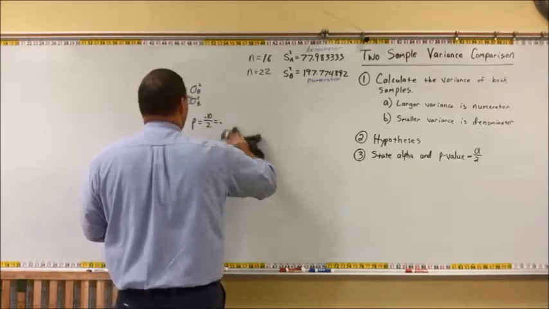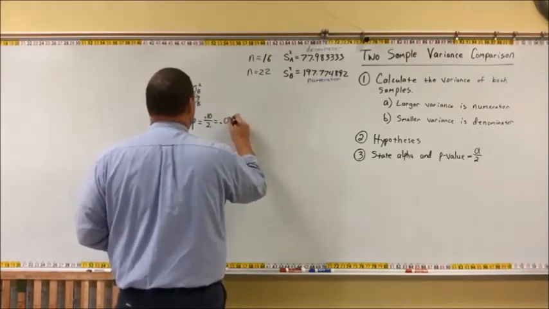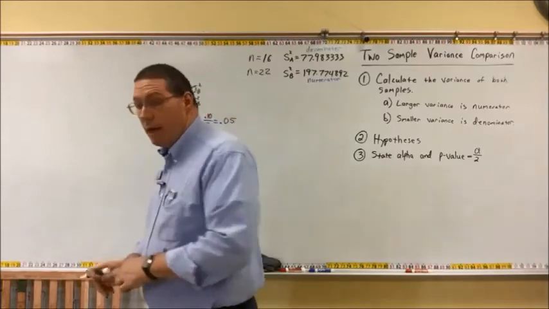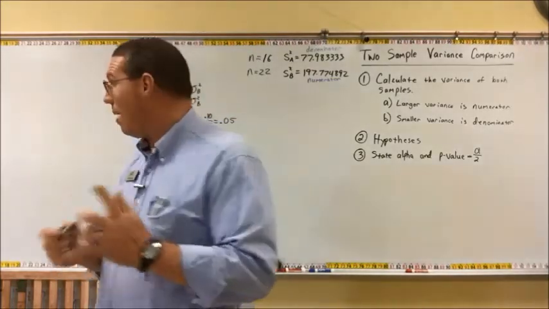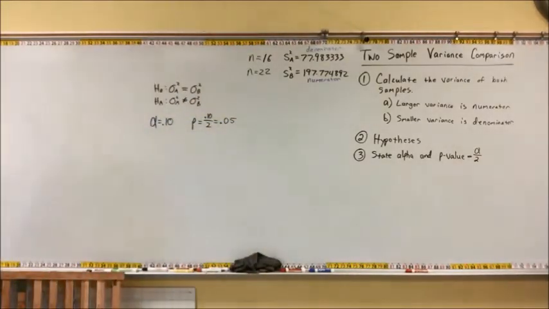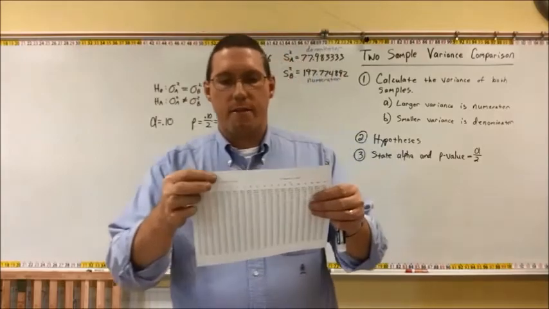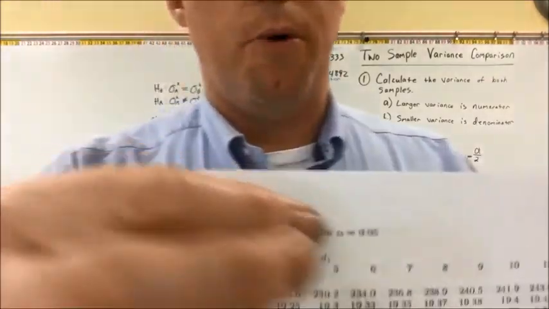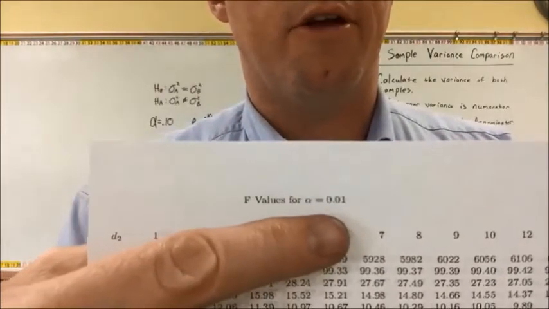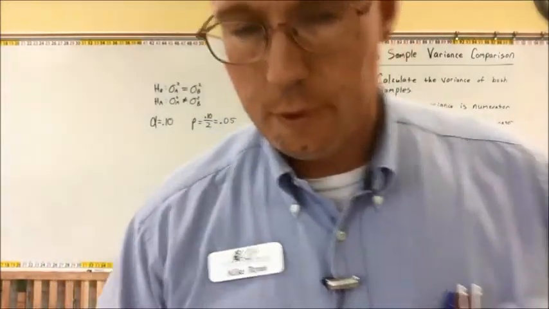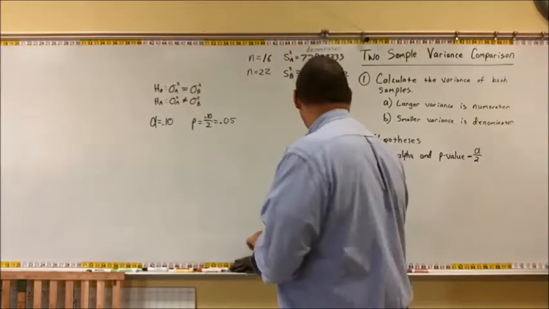0.05. And what this means is that on your F table, which I put down around here somewhere, here it is, on your F table, you are going to use the side that says F values for alpha equals 0.05. This is the side you're going to use. Do not use this side of the table or you'll get the wrong critical value. Okay? So that's step 3.